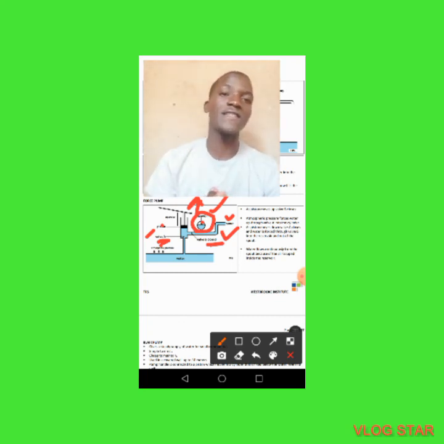So this is the force pump and the lift pump. I think you are assisted on the force pump and the lift pump.